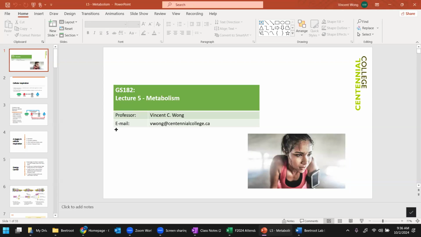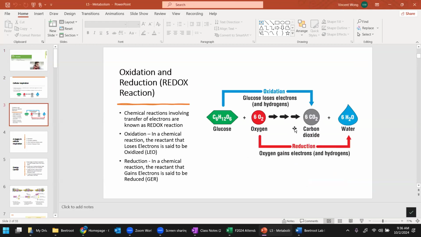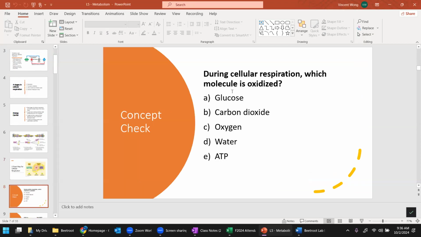So these are the PowerPoint slides. And again, they have the same kind of information as the notes, but the notes is just more condensed, right? Okay. So, oxidation reduction, and then here is the TXI stuff.